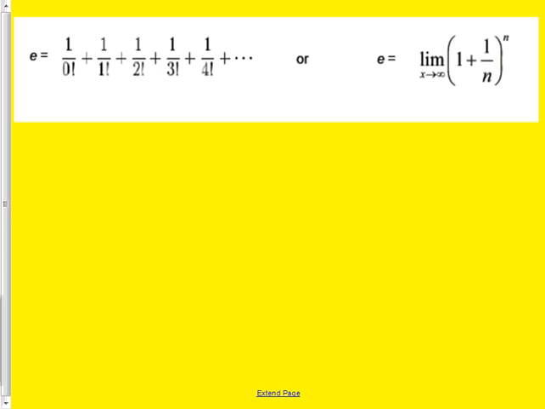And so basically, the E, the exponential number, is this: 1 over 0 factorial. Wait a minute. Isn't 1 over 0 supposed to be illegal? Therefore, 0 factorial must mean something different than 0. Well, 0 factorial is defined as being 1. That little exclamation mark means factorial.